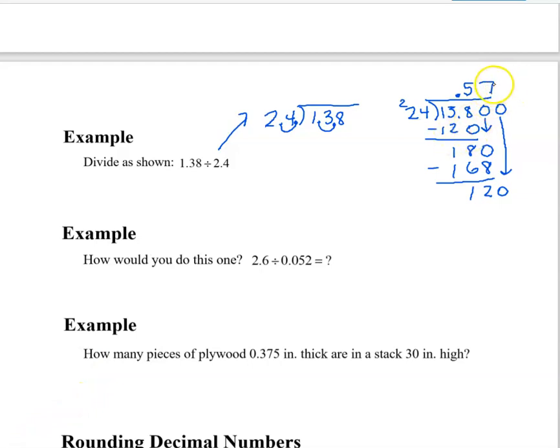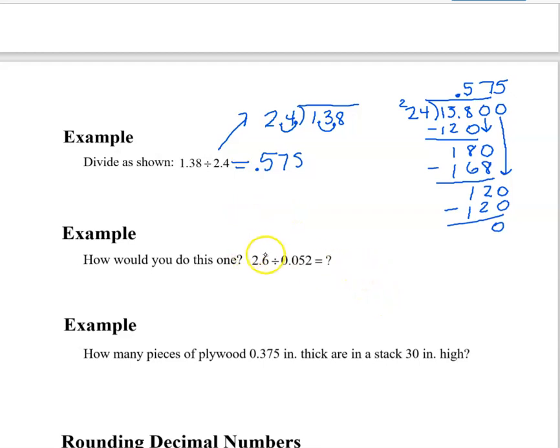And so we did 7 times 24 and got 168 and subtracted. And we brought down our 0 because we still didn't have a remainder of 0. So let's try 5. 5 times 4 is 20. Carry our 2. 5 times 2 is 10 plus 2 is 12. So we got a remainder of 0, which means we can stop. And our answer would be 0.575 or 575 thousandths.